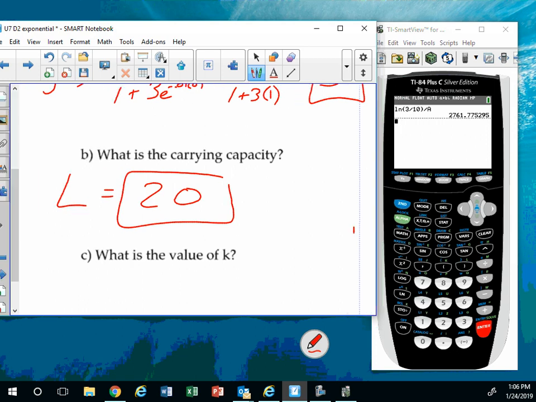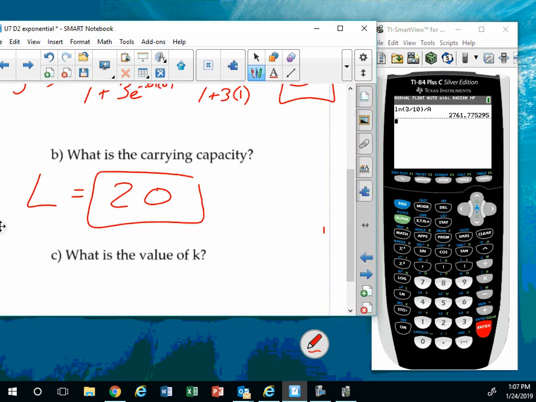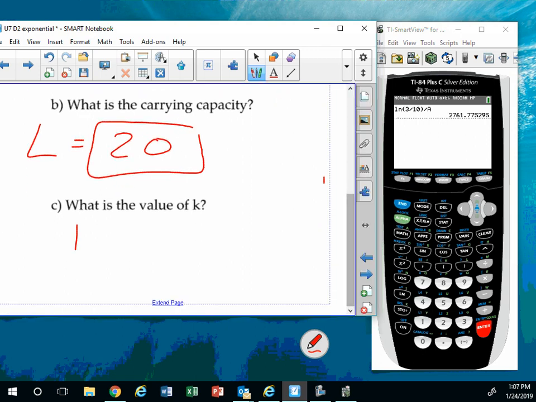What is the value of K? Negative 0.01. Please don't say negative. Why? Because the formula is e to the negative kt. So K is not negative. So if this equation were positive, then? Correct. If my equation said e to the 0.01 t, then K would be negative 0.01. Here, K would be positive.